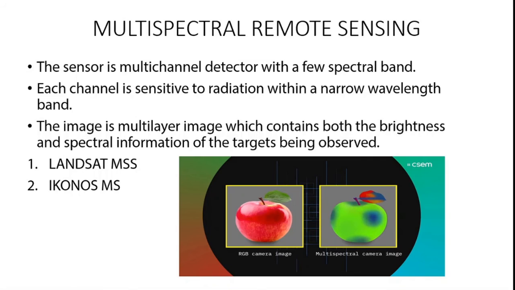The sensors used in multispectral images till now are Landsat MSS, that is multispectral sensing, or IKONOS MS.